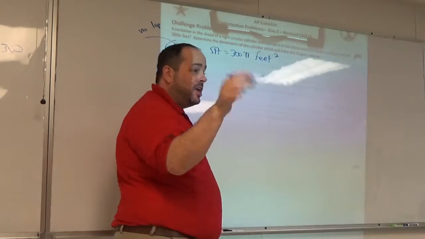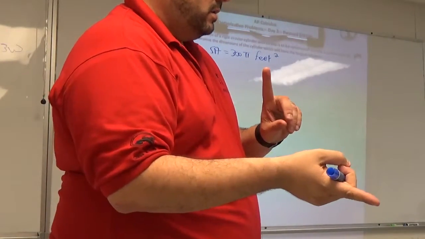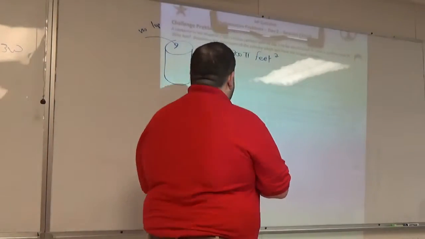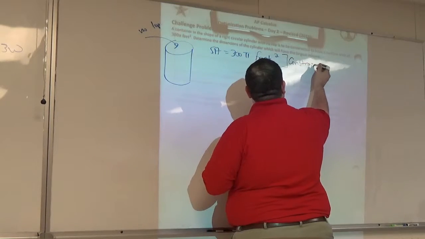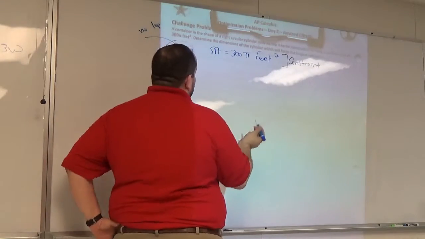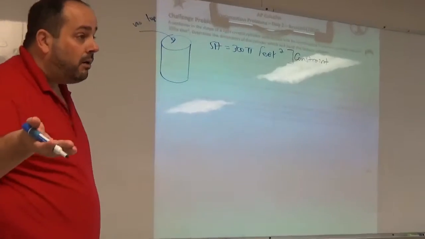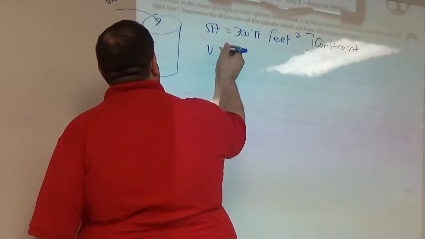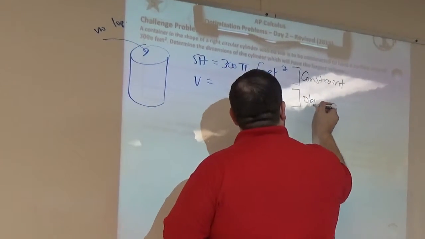So already I know whether this is the constraint or the objective function. Which one is it, Jonathan? Constraint or objective function? It has to be the constraint. Whatever you're going to build for me, it has to have a surface area of 300 pi. The objective function is the thing that I'm trying to make really, really big or really, really small. What am I trying to make really big or really small? Volume.